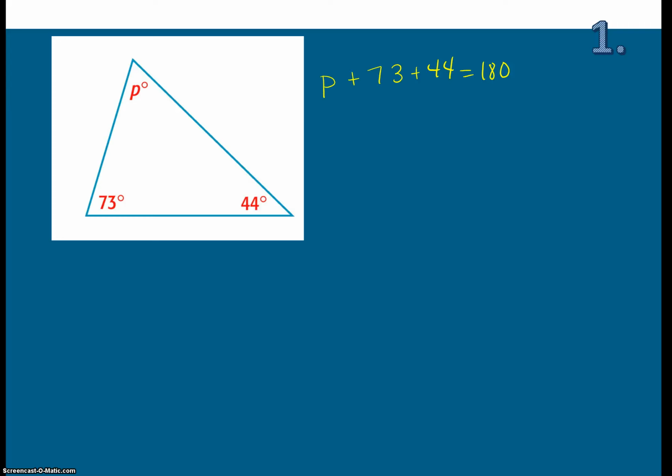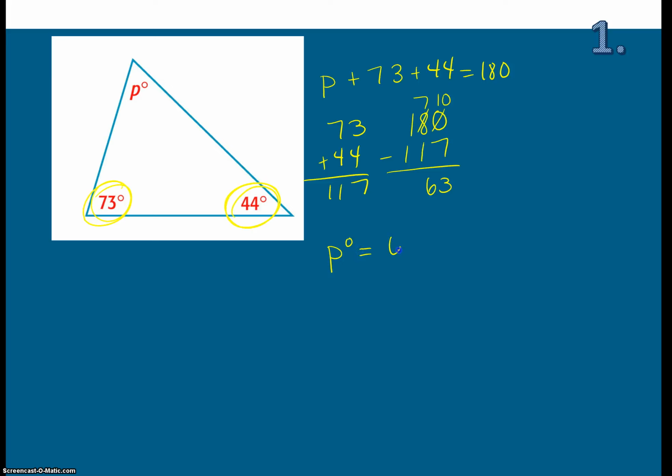If you're given a triangle here, I have 73 degrees, 44 degrees, and P degrees, and I can find the missing angle. To start this problem, you want to take what you know. So I know I have 73 degrees and 44 degrees. I add them and I get 117 degrees. Then to figure out what angle is left, I need to subtract 117 from 180. So P is equal to 63 degrees.